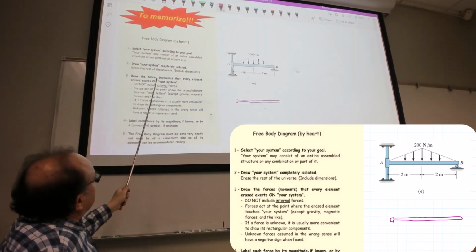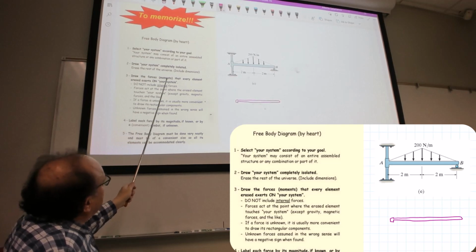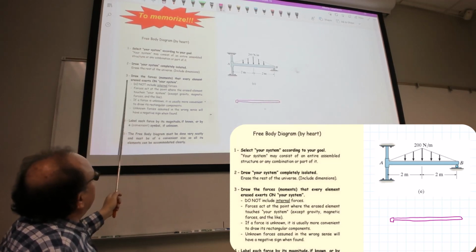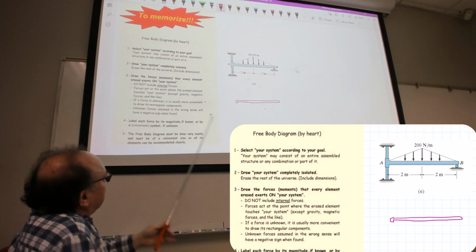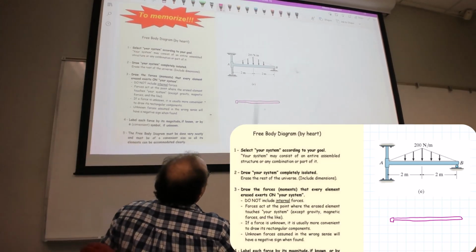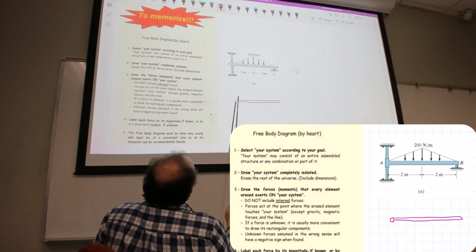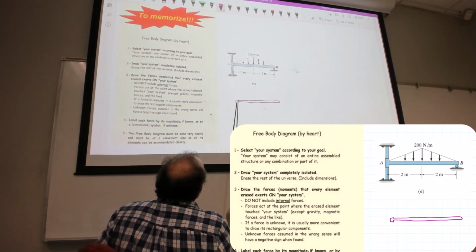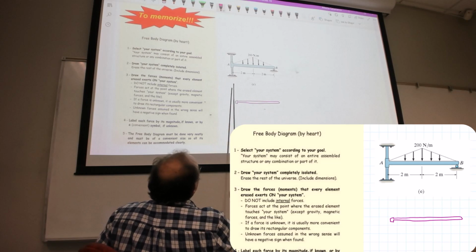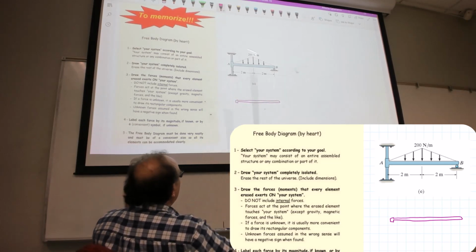Draw the forces and moments, not only forces, but moments that every element erased exerts on your system. So in order to have this, basically what I did was erase this stuff, right? So the forces of the elements that I erased should show up here to represent the elements that are gone.